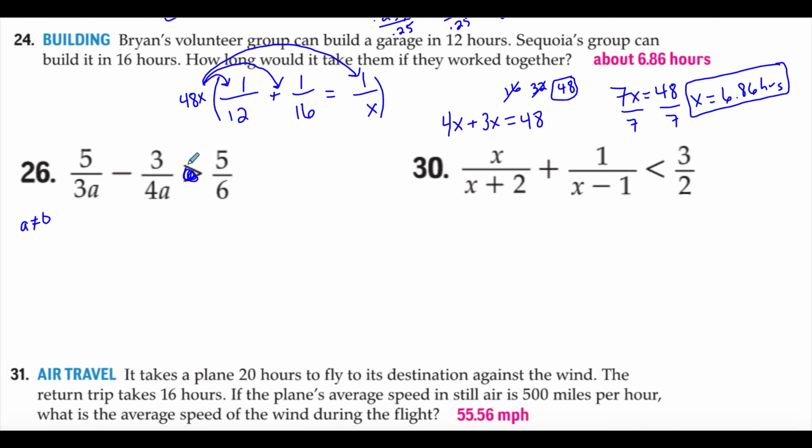So we forget about this and solve it like normal. Between a 3, 4, and a 6, we need a common denominator of 12. And then we also need an a, so we need a 12a on the bottom. So this one, we would take it times a 4. This one would be times a 4. This one would be times a 3, times a 2a.